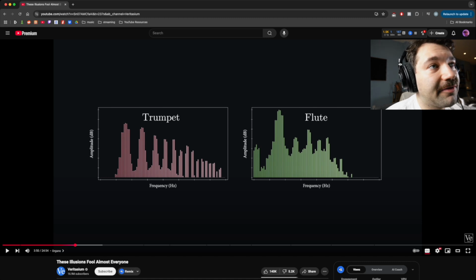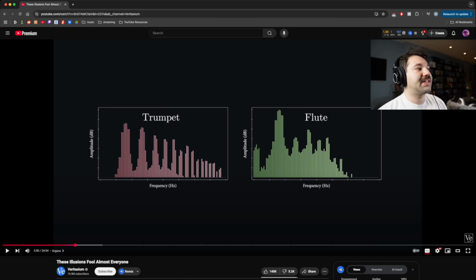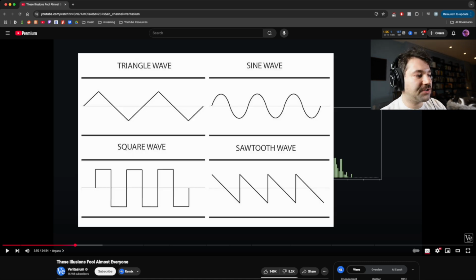So to go back to that very first example in the beginning with the sine wave. So sine wave is just the fundamental. It's the most basic wave shape. There's other basic wave shapes such as saw waves, square waves, pulses, etc.